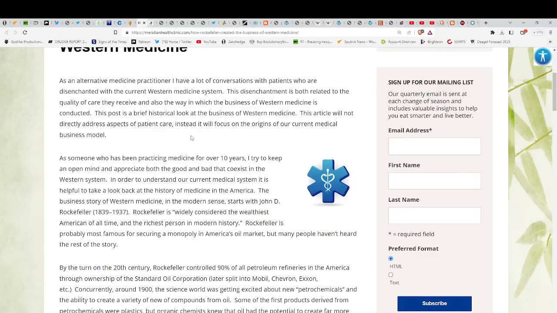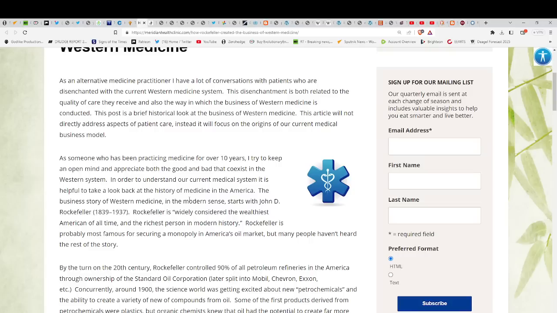"As somebody who has been practicing medicine for over 10 years," this is the author speaking, "I try to keep an open mind and appreciate both the good and the bad that coexist in the Western system. In order to understand our current medical system, it is helpful to look back at the history of medicine in America. The business story of Western medicine in the modern sense starts with John D."